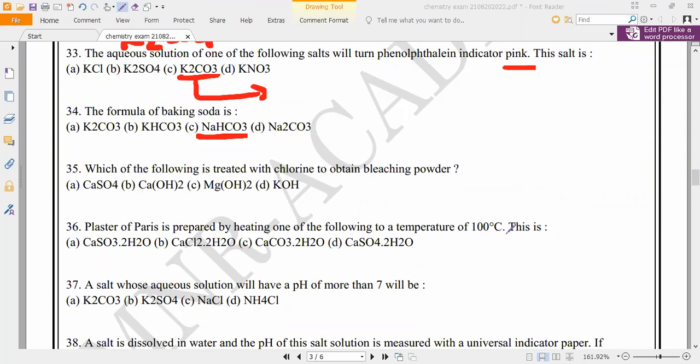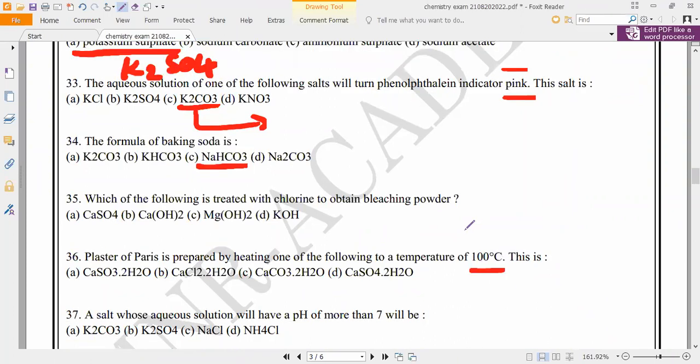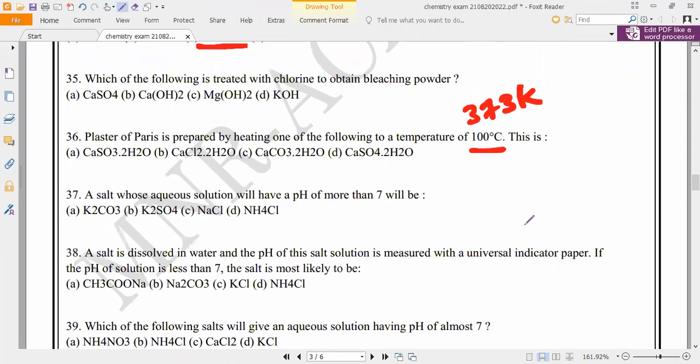Plaster of Paris is prepared by heating gypsum to 100 degrees, which also equals 373 Kelvin. Plaster of Paris formula: CaSO4·½H2O. Option D, calcium sulfate.